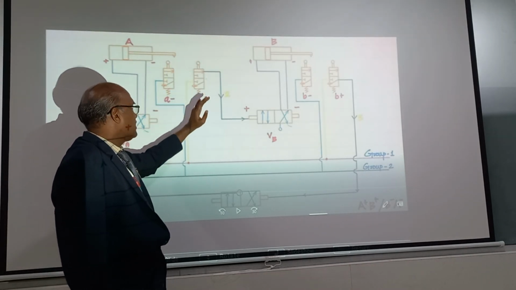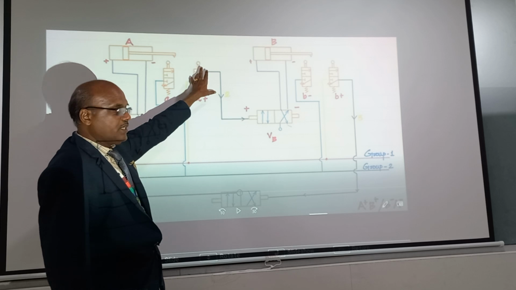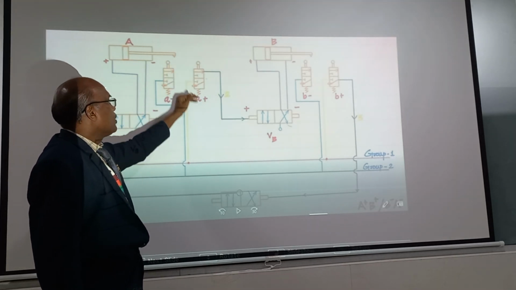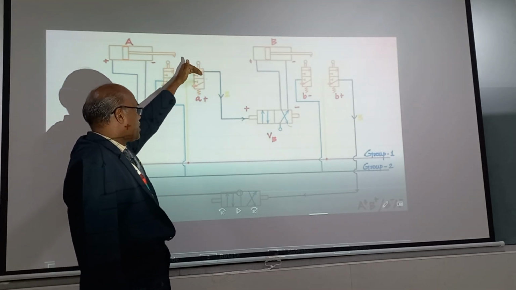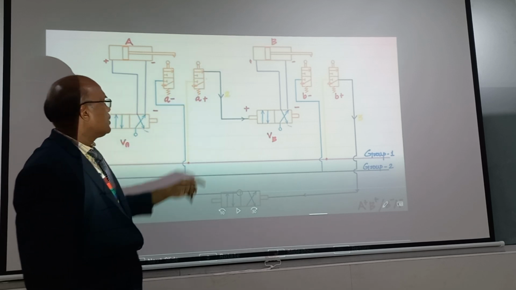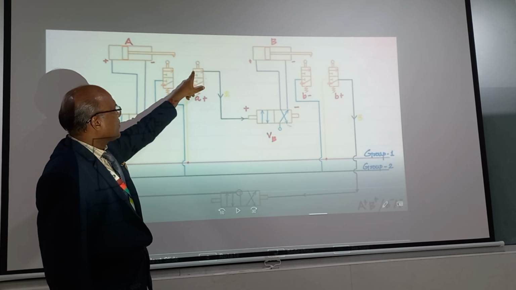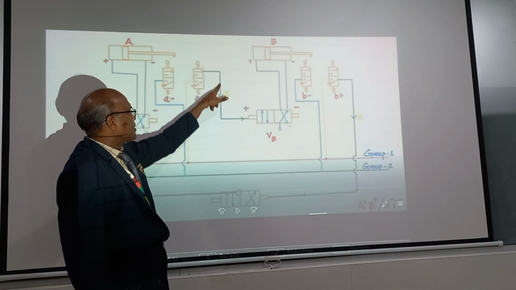Once it is extended, this will hit the A plus. Once it hits A plus, this is spring actuated, this will get energized. This will be pushed down. So the yellow line, you can see the yellow line, this will be connected to here, and here, and goes there.